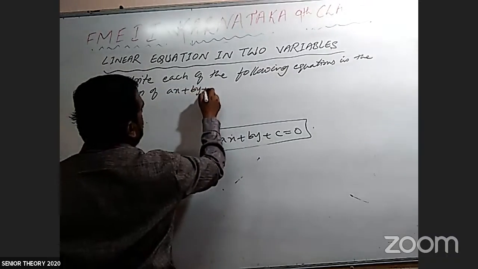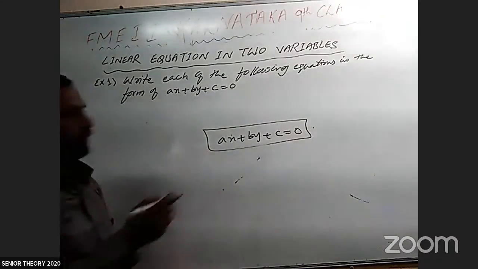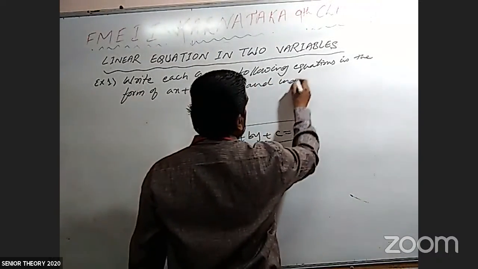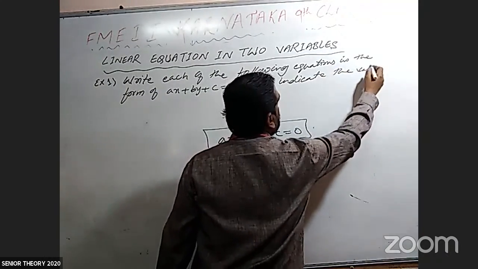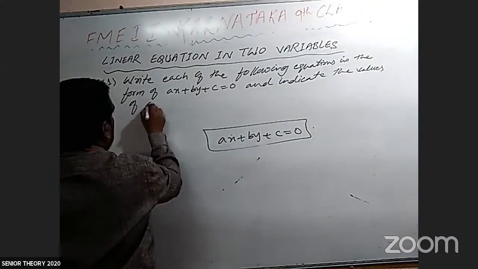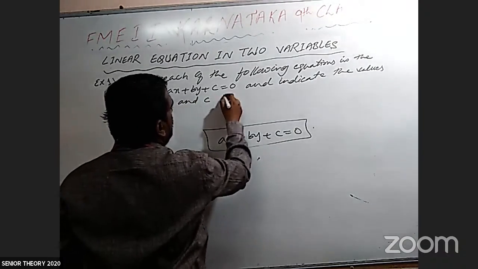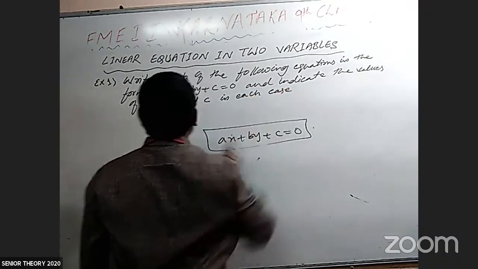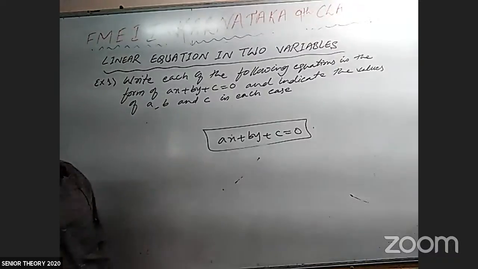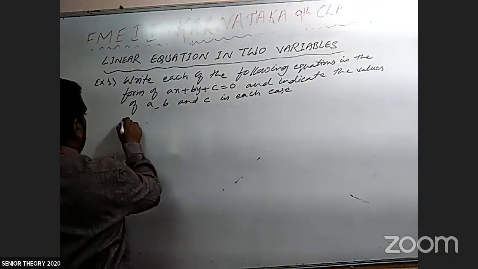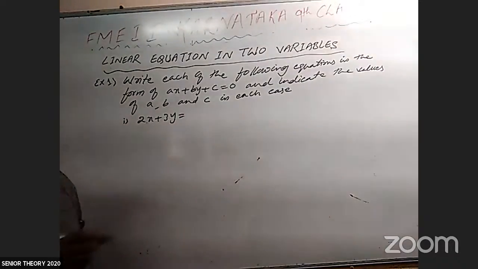ax plus by plus c is equal to 0 and indicate the values of a, b and c in each case. Now question number 1 is 2x plus 3y equal to 4.37.